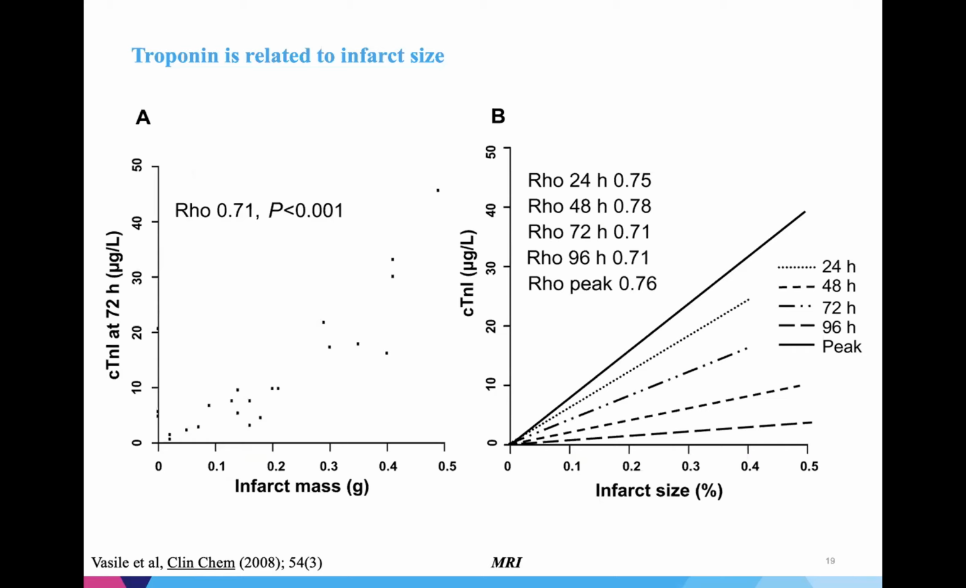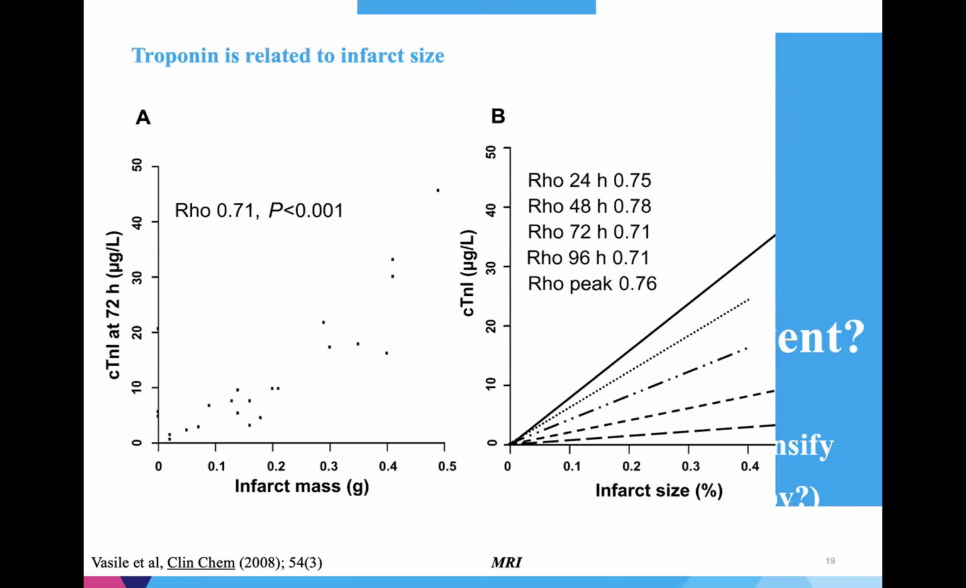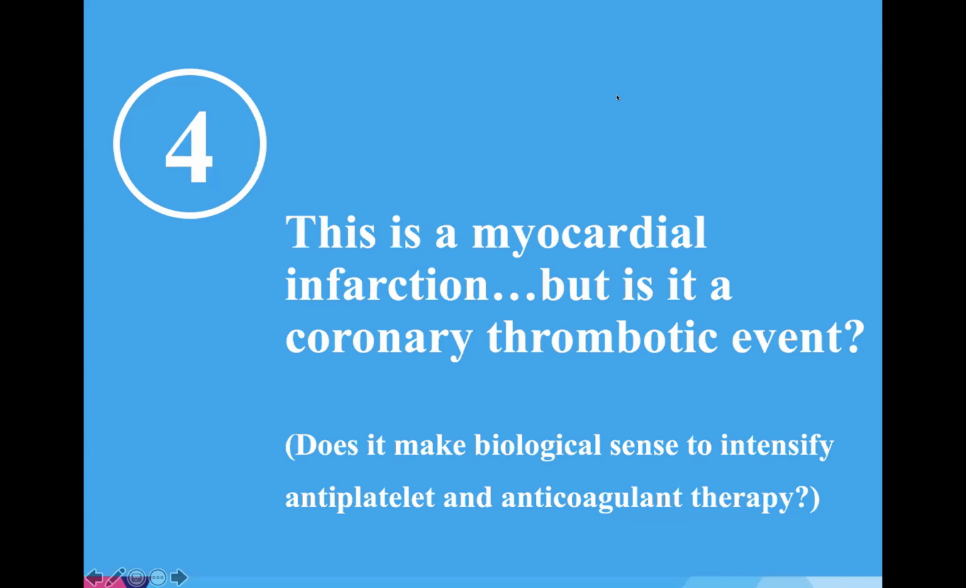We can get a much tighter correlation looking at the higher resolution imaging tool, cardiac MRI. And you see here that depending on which time point you're looking at of the troponin, there's a very, very tight correlation between the height of the troponin and the size of the myocardial infarction. And so it's important to appreciate the peak of the troponin in so much as it gives you an estimate of the size of an infarction.